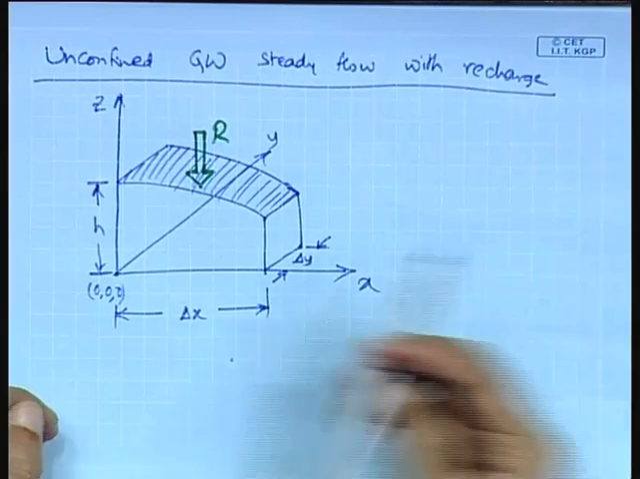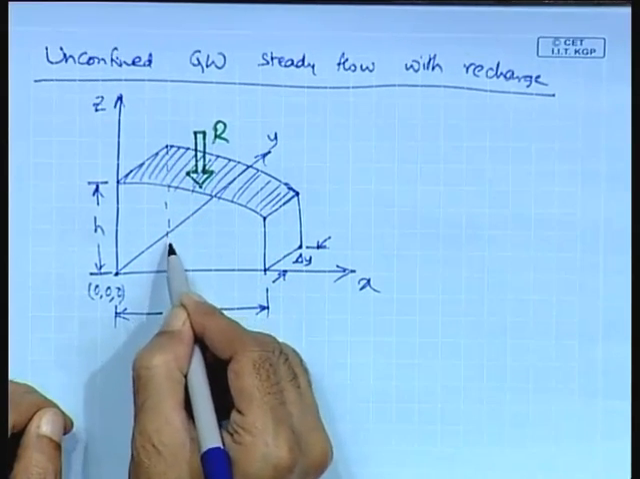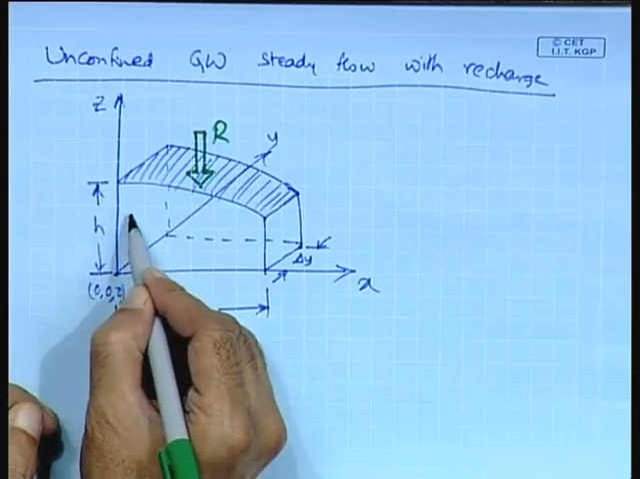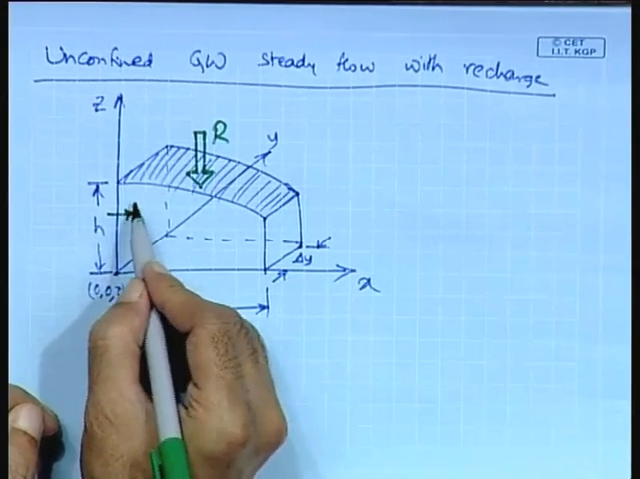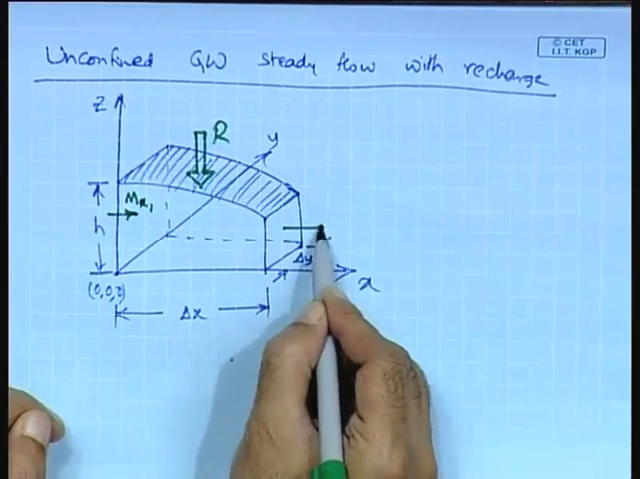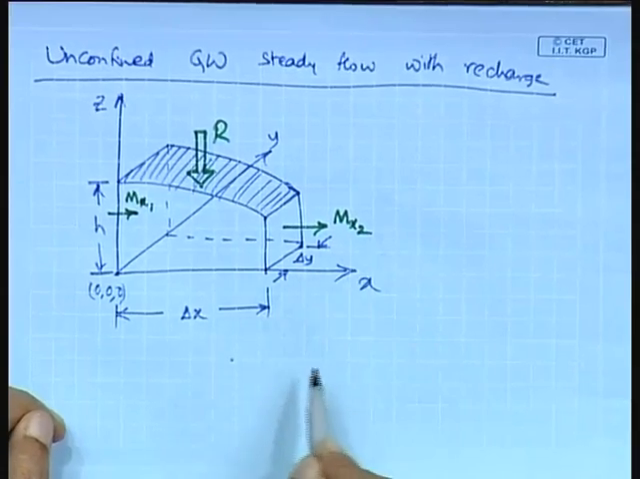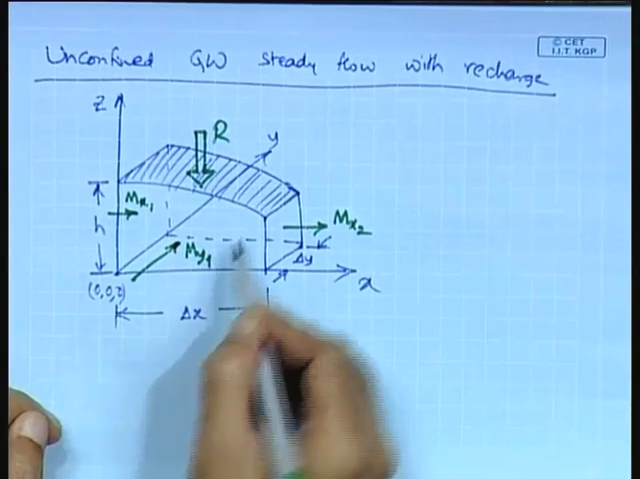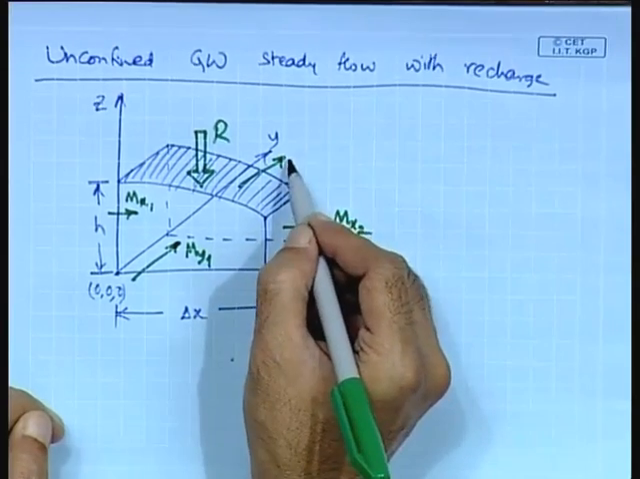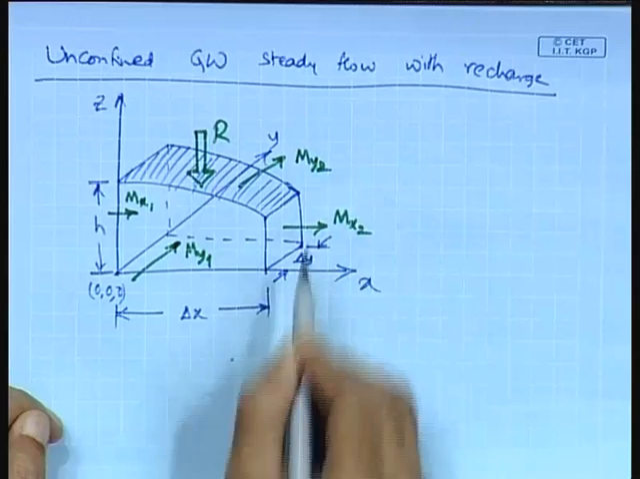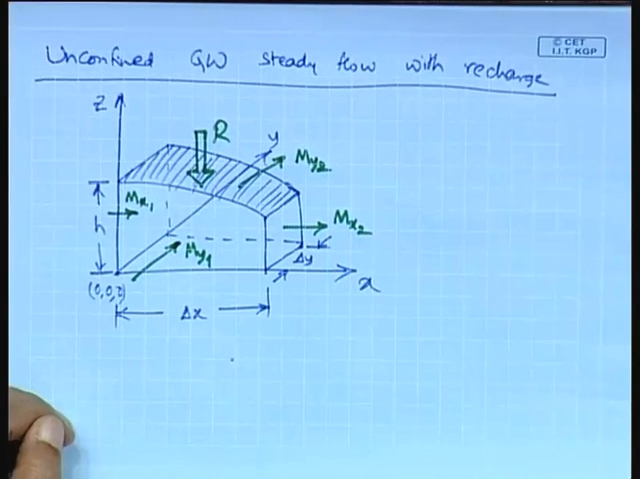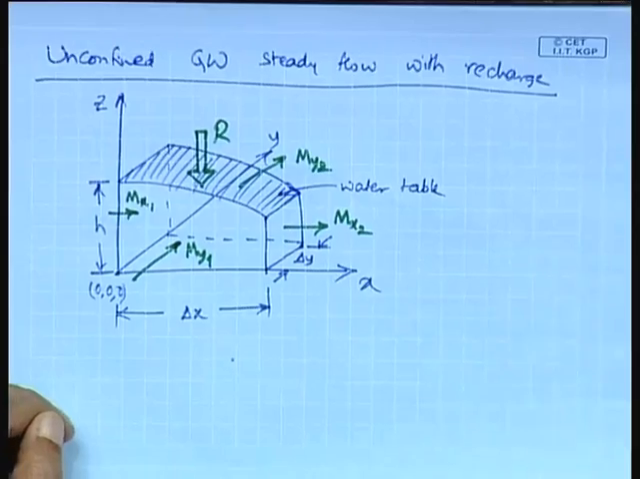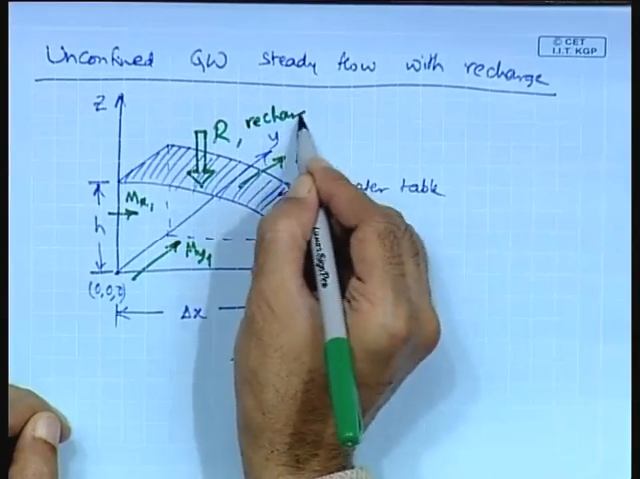and in this case, let the mass inflow through x direction be mx1, the mass outflow be mx2, and similarly the mass inflow in the y direction be my1, and the mass outflow along the y direction be my2. And obviously, this is the water table, and this R is the recharge in the z direction.